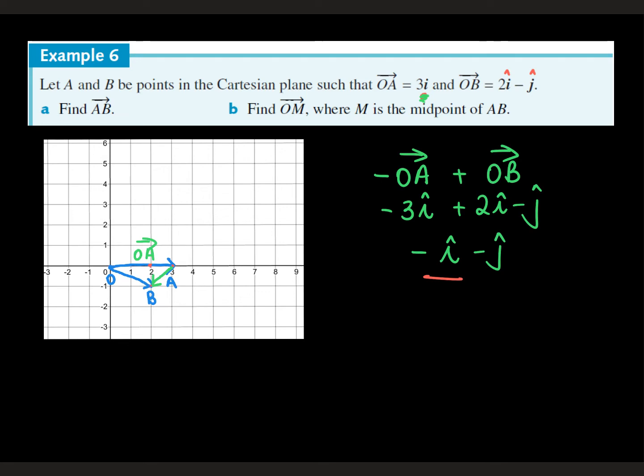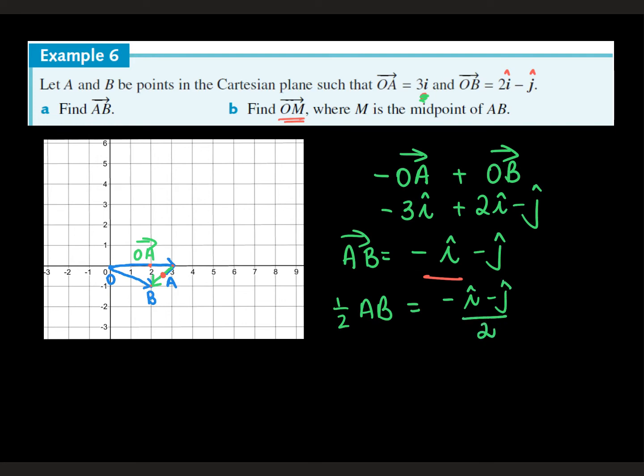Next question, find OM, where M is the midpoint of AB. So that is going to be there. Well, if vector AB is minus i minus j, what is half of that going to be? Well, it's going to be half of AB. It's going to equal minus i minus j over 2. We've got half of that.